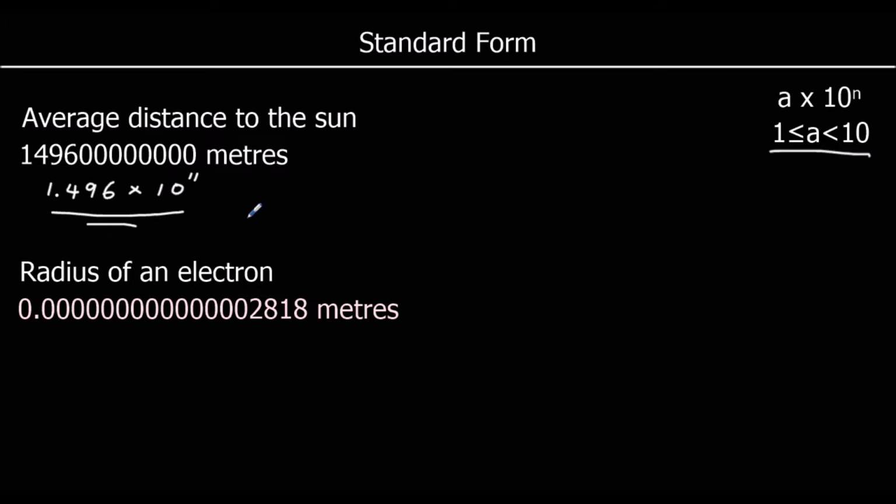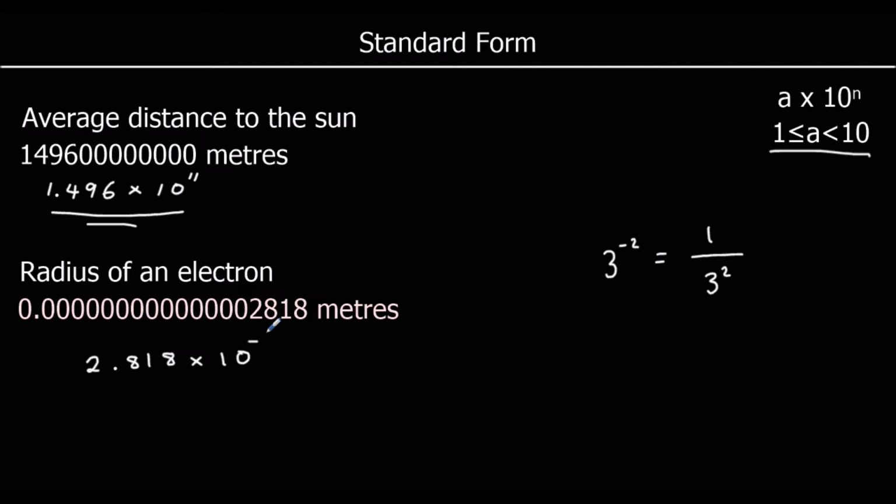How about the radius of an electron? So I'm going to have a number between 1 and 10, which is going to be 2.818. It's going to be times 10 to a power. But if I've got 2.818, I actually want to divide it by 10 a number of times to get to my number. In standard form, we don't write divide by 10. We always write times by 10. And if we're dividing, we use a negative power. Because if you have 3 to the power of negative 2, that is the same as 1 over 3 squared. So a negative power, in effect, makes it a division.